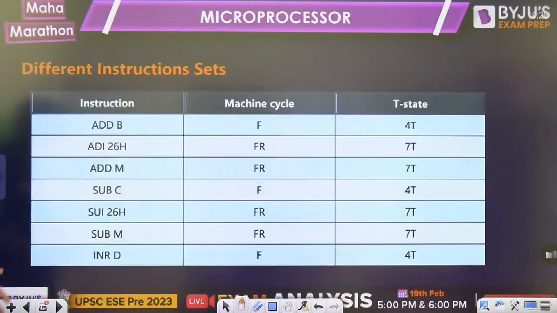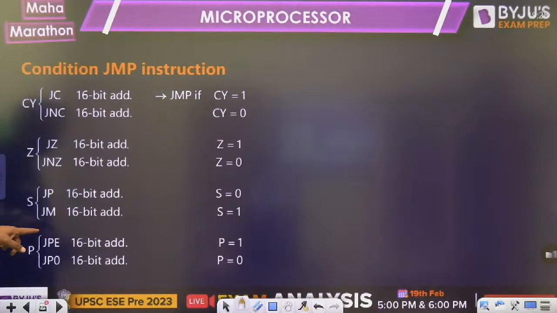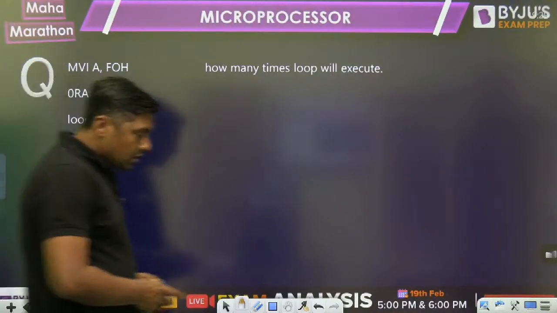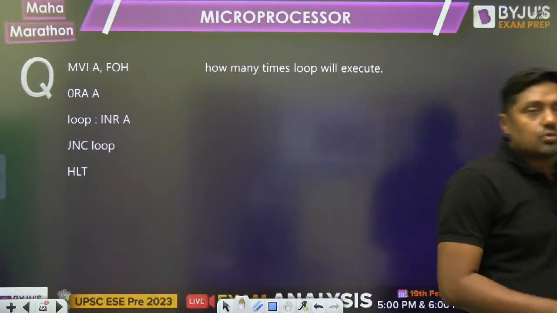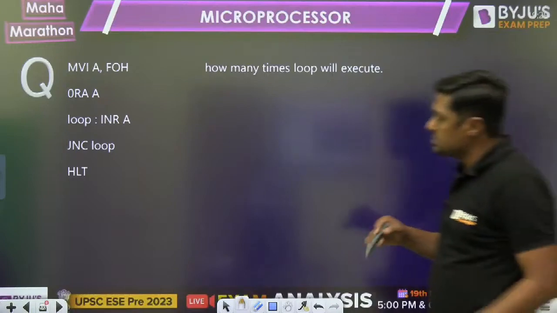So this is the instruction table, all the instructions are written here. Now tell me, this type of question will give you the idea of what is loaded here, ORA, then loop, then jump on carry, and so on. Some jumping instructions and so on. But before that, I want to give you some important numericals.